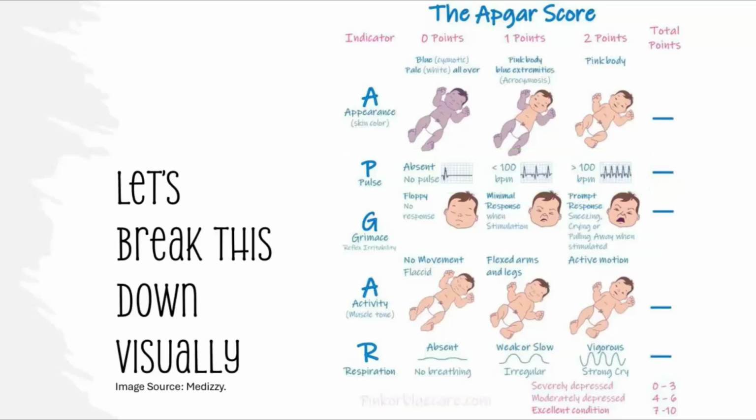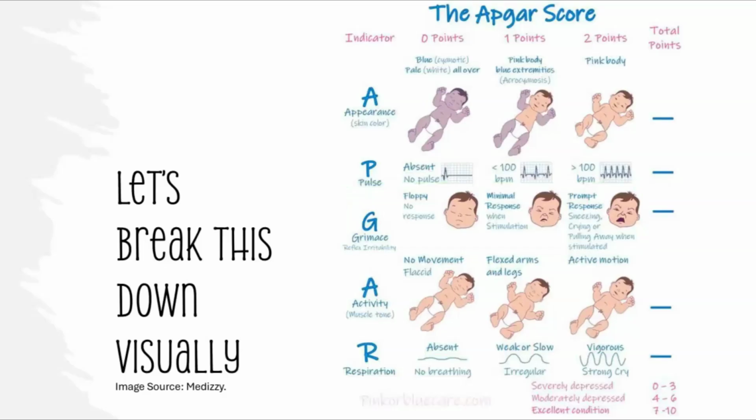For the third category, we are reviewing baby's grimace. Are we seeing no grimace whatsoever? Is baby floppy with no response? That would be 0 points. If we're seeing minimal response with stimulation, perhaps a little bit of withdrawal or facial grimace, that would receive 1 point. If you clearly see baby sneezing, crying, coughing, pulling away with a prompt response, then this would receive 2 points.